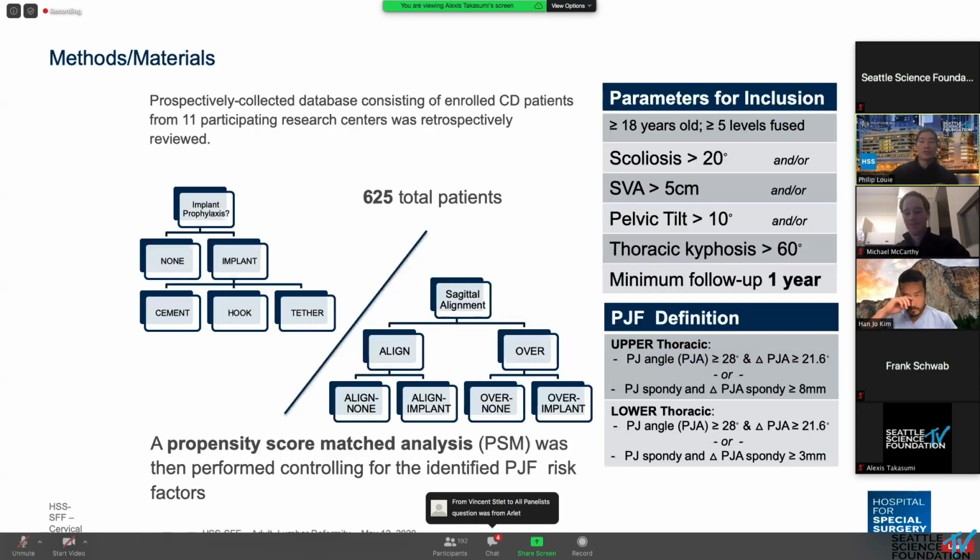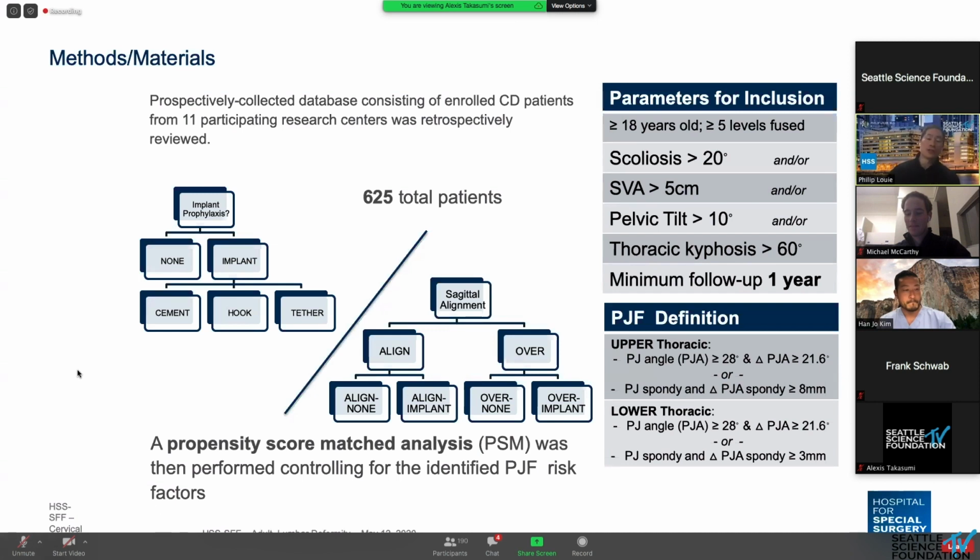So this study was using the ISSG with 11 participating research centers. You can see the parameters for inclusion listed on the right and how PJ failure was defined. So in the upper thoracic and lower thoracic spine, if the proximal junctional angle was greater than or equal to 28 degrees, or the change in that angle was greater than 21.6 degrees, they were considered a PJF. Similarly, in the upper thoracic spine, if there was a spondy at that level greater than or equal to 8 millimeters, or in the lower thoracic spine 3 millimeters, then those were considered proximal junctional failures as well.